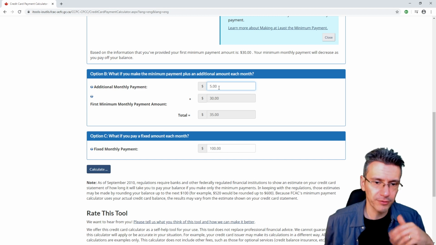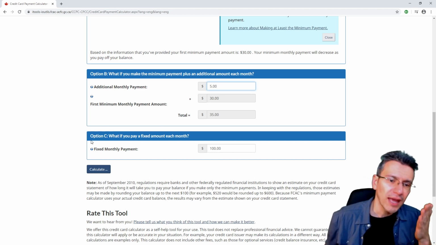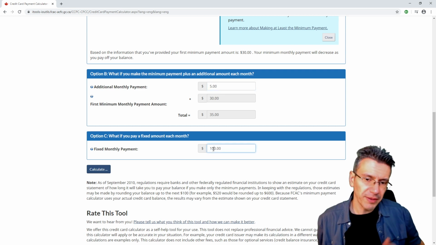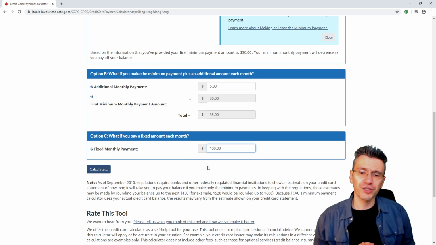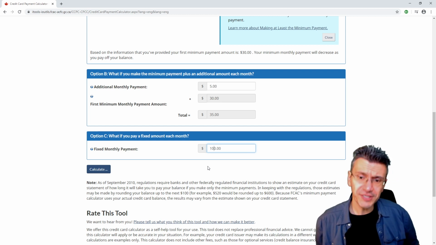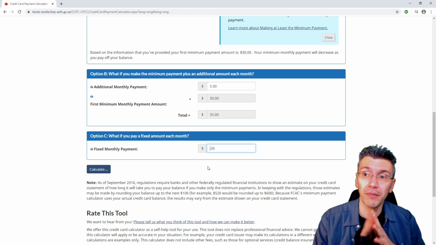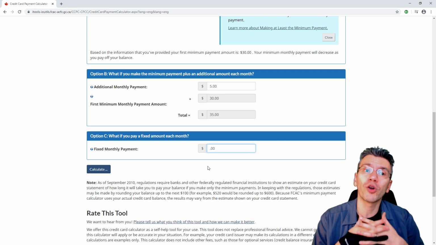Obviously, if it's a different amount, add that to your own. And then option C, you just select any fixed amount that you want to pay. By default, here they just show us $100. But let's just say $30 is initially the bare minimum, it's all you have in a month, typically. $30 is all you would normally be able to afford.